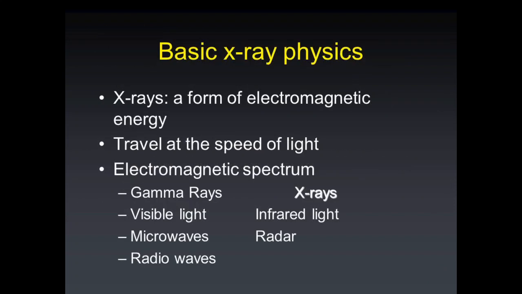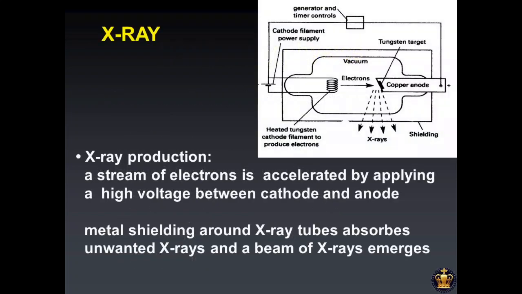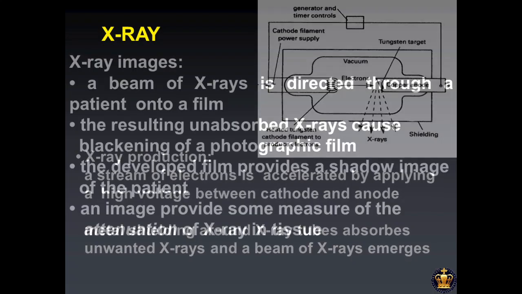What are X-rays? These are a form of electromagnetic energy which travels at the speed of light. How are these X-rays produced? They are produced in a tube known as the X-ray tube, where a stream of electrons is accelerated by applying a high voltage between cathode and anode. Metal shielding around X-ray tubes absorbs unwanted X-rays and a beam of X-ray emerges.